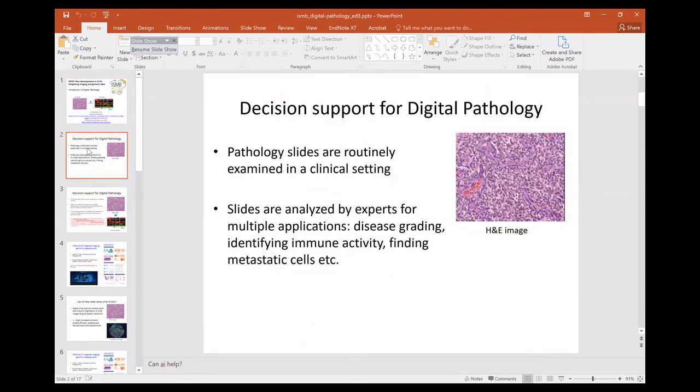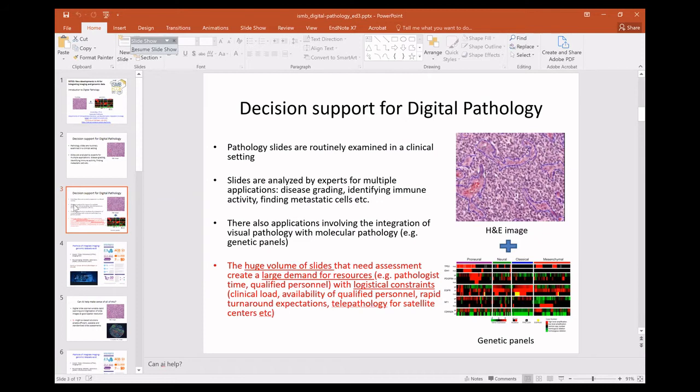Now, the whole premise of this idea of AI tools for integrating comes from the need for reliable decision support for digital pathology. And we know that pathology slides like this, an H&E image of tissue, are typically used routinely in a clinical setting. And people use these for disease grading, for immune activity assessment, for metastatic cell assessment, etc. And essentially, the volume of these slides that are acquired in the clinical enterprise ends up motivating the need for AI engines in this regard.